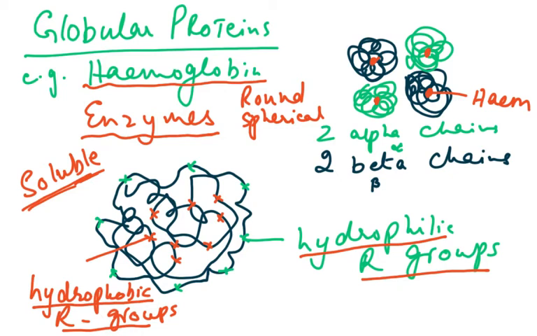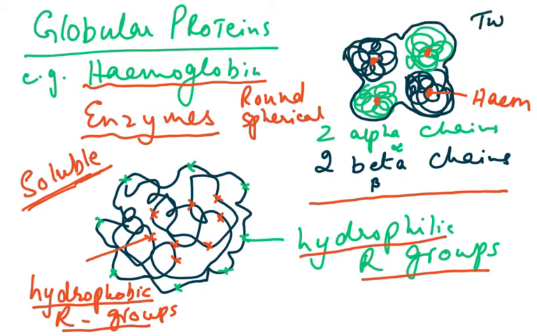So globular proteins are round, globular proteins are soluble, and number 3, their hydrophilic R groups are on the outside and the hydrophobic R groups are on the inside. And the one that we have to study is hemoglobin. Now hemoglobin has a quaternary structure. Why does it have a quaternary structure? Because it has 4 polypeptide chains, and there are 2 types. They are not 4 different ones, like alpha, beta, gamma or theta. No, I am saying 2 alpha, 2 beta. So there are only 2 types.